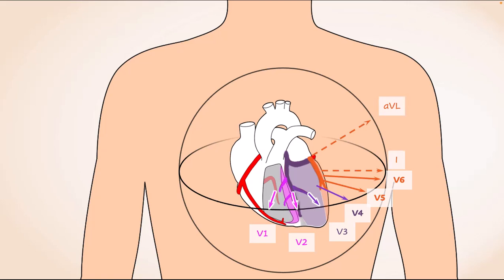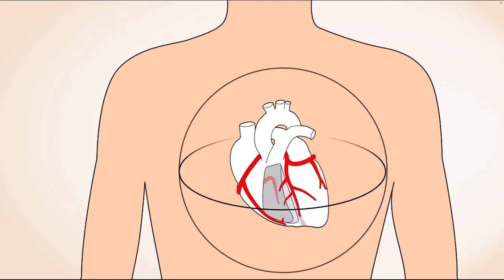And that's not all. When it comes to ST elevation myocardial infarctions, it's important to look not only at the leads facing the affected wall, but also the leads facing away for reciprocal ST depressions. Lead AVL and often lead 1 are the reciprocal leads to the inferior wall, and leads 3, AVF, and often 2 are reciprocal to the lateral wall.